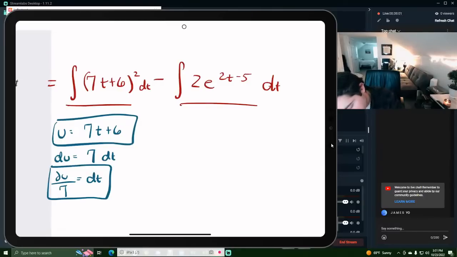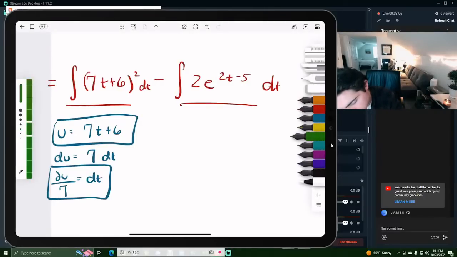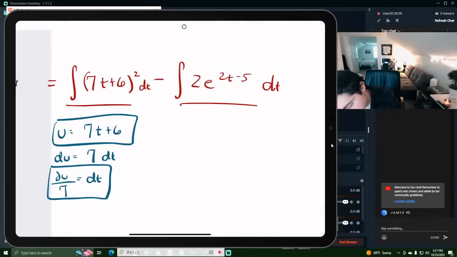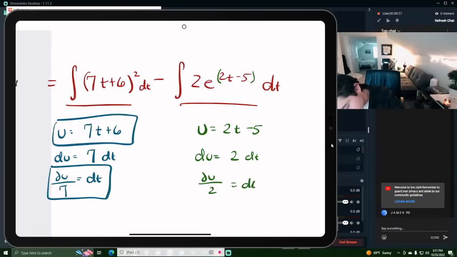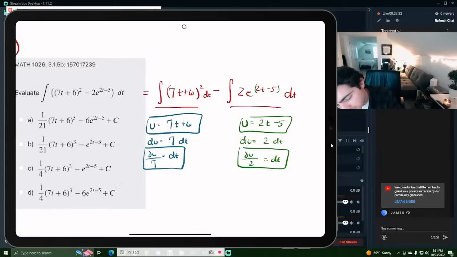And I'll go ahead and do the same for the second one here. Let's do some color coding, just a little bit. We'll say u is this stuff up here being acted on by the outer function of e to the something. So u is 2t minus 5. Du is just 2 dt. Solve for dt by dividing by 2. We have dt, we have u. Now we're going to make all our substitutions.